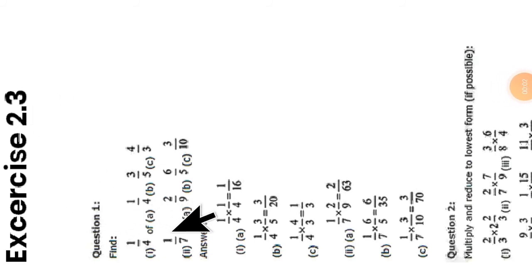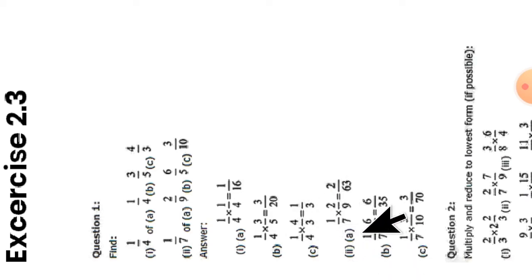Question number 1. 1 upon 4 of 1 upon 4, 3 upon 5 and 4 upon 3. So of means multiplication. 1 upon 4 into 1 upon 4. So 1 ones are 1 and 4 fours are 16. So 1 upon 16. 1 upon 4 into 3 upon 5. 3 ones are 3 and 5 fours are 20. So 3 upon 20. 1 upon 4 into 4 upon 3. 4 will be cut. So it will be 1 upon 3.